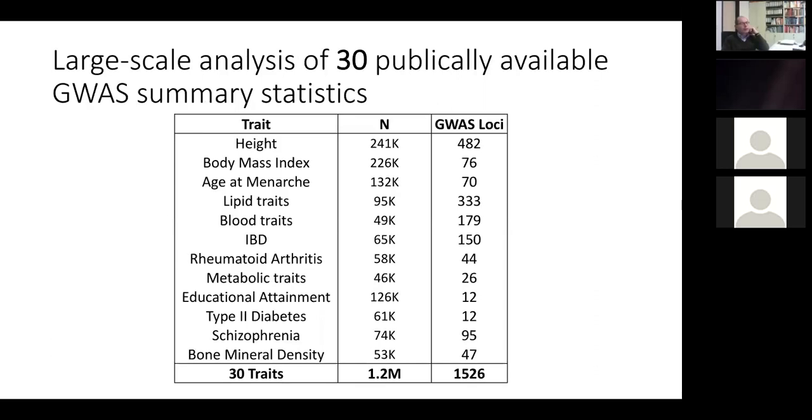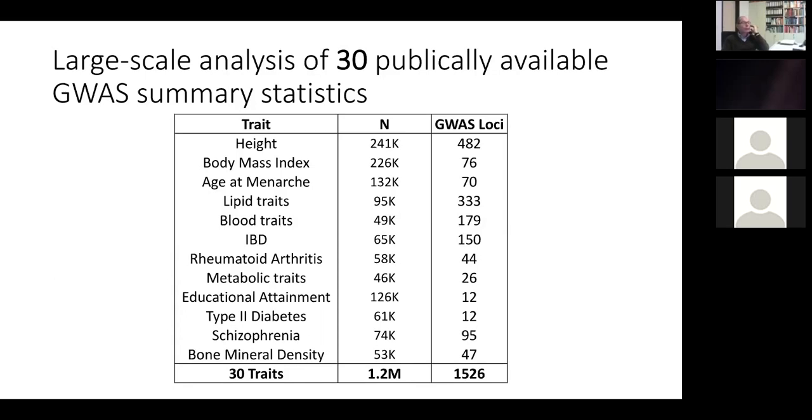So with this in mind, for the remainder of the talk, I'll focus on our investigation into 30 large-scale GWASs. We studied a diverse collection of phenotypes such as height, BMI, schizophrenia, various lipid levels. Here in this table, we just have a couple of sample traits, the sample sizes from each of those GWASs, and the number of risk loci that we found in those traits using 1 megabase windows.